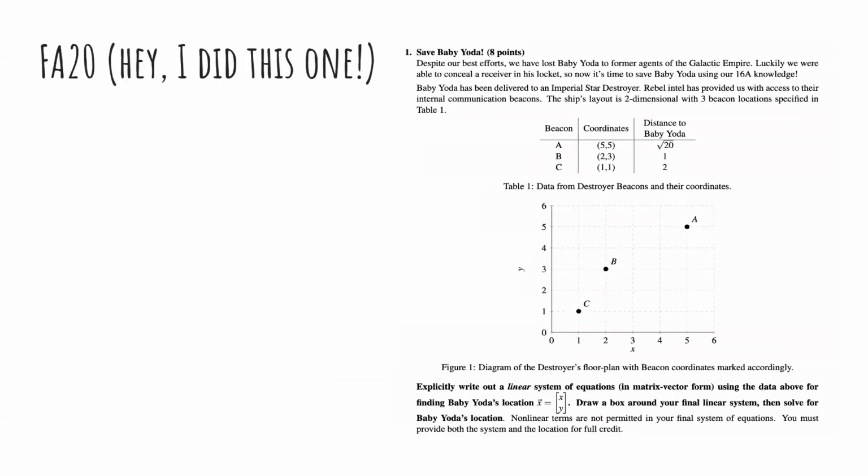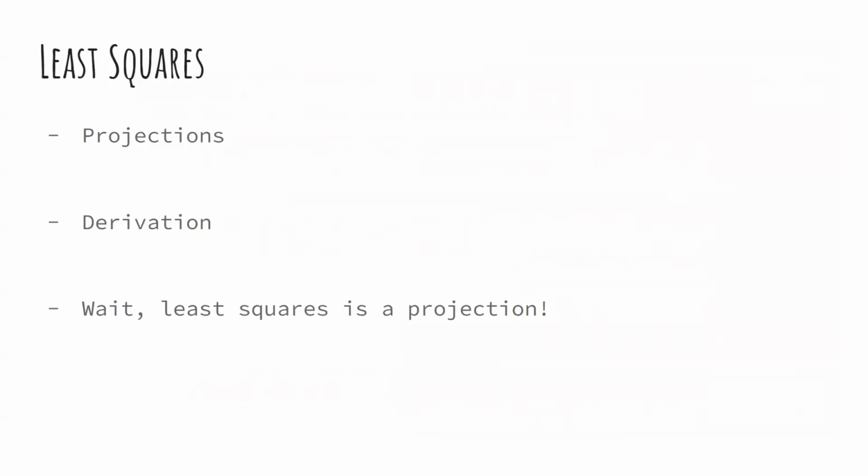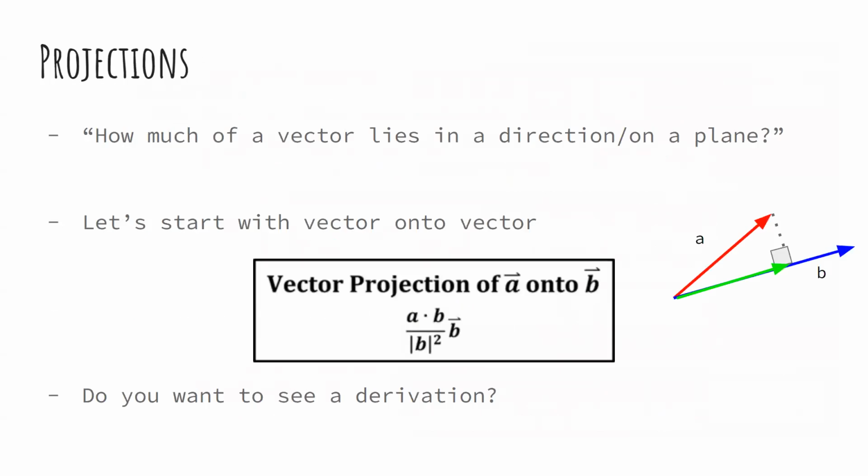Okay, so let's just move on to least squares now, because in my opinion, it's the biggest topic for module 3, something you should be comfortable with. So first, to understand least squares, we first need to think about the concept of projections. Projection answers the question, how much of a vector lies in a direction? So lies in the direction of another vector or on a plane formed by 2 vectors or something like that.